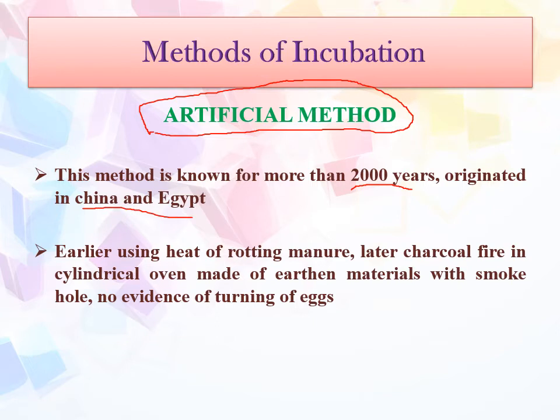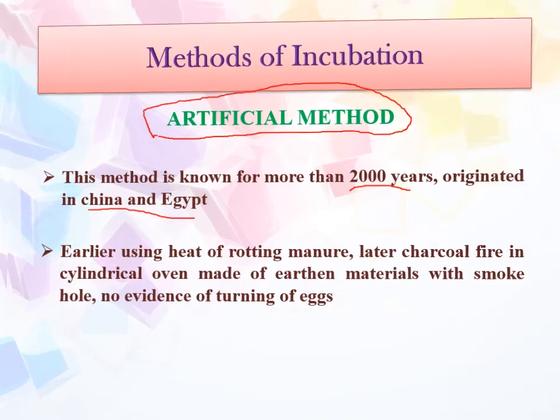Earlier using heat of rotting manure, later charcoal fire in cylindric oven made of earthen material with smoke hole, there is no evidence of turning of egg. So nowadays we are seeing this modern hatchery in which we are using incubator and hatcher for the incubation. But before invention of the incubator and hatcher, the artificial incubation was done by putting the eggs in the rotting manure. We all know that manure, whenever it is rotting, will be heated up and will provide the heat. Then we can say humans were also using the charcoal fire to provide proper temperature and humidity for incubation.